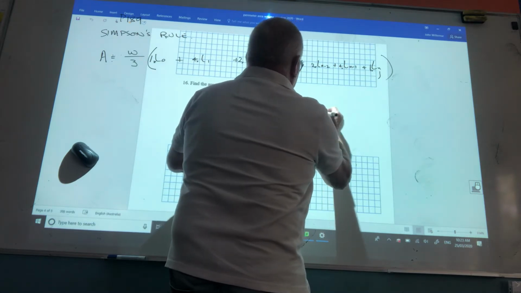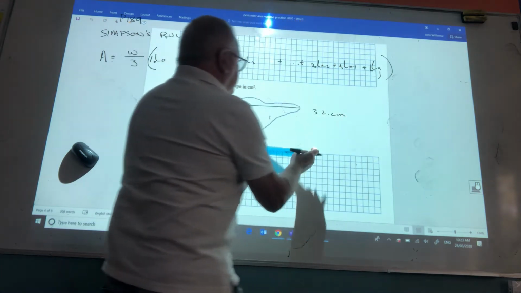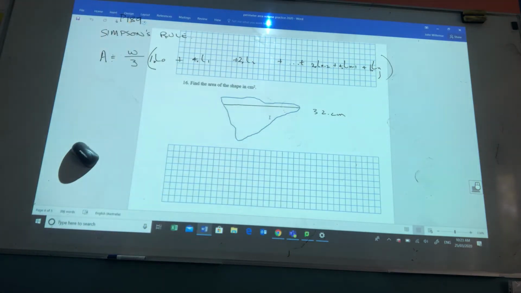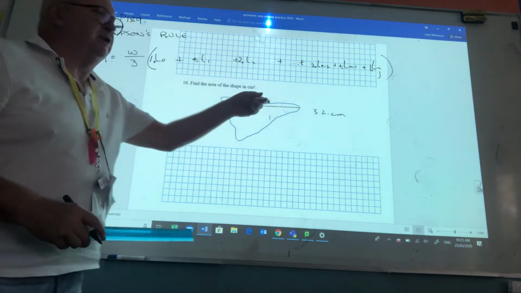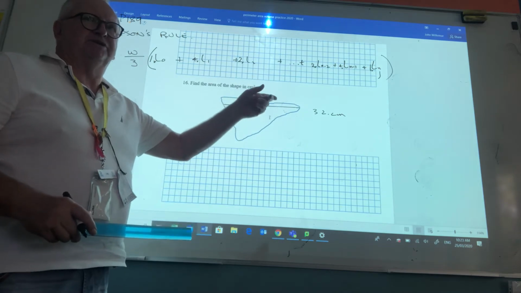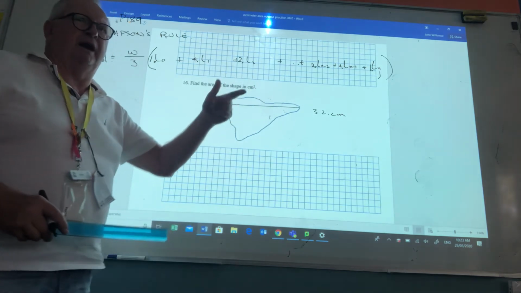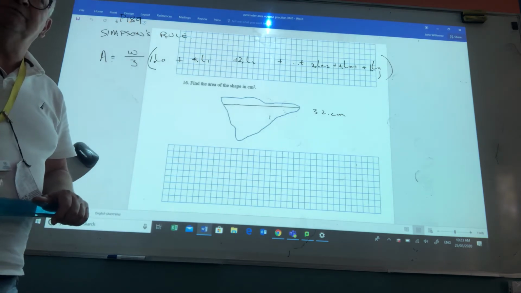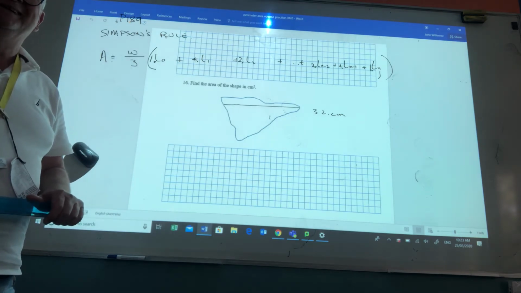And that's 32 centimetres across. Now, Lex, how many lots am I going to divide it into? How many spaces am I going to divide that into? 32 centimetres. You've got to think to yourself, 32 is what part of what times table? It's 4 times 8.